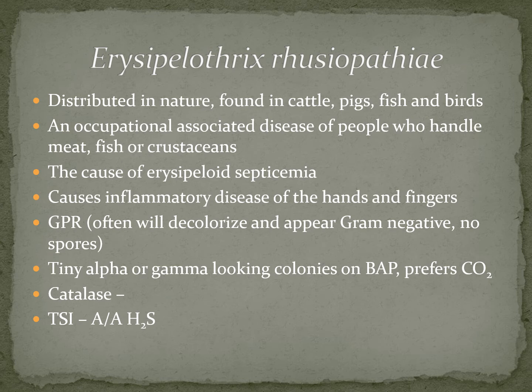It's often going to decolorize and appear gram-negative. There are no spores. Older colonies, when they're stained, may show longer filaments, or they may appear almost beaded. They are tiny alpha or gamma-looking colonies on blood agar, and they do prefer a capnophilic environment. These organisms are catalase negative, and the TSI is acid over acid plus H2S.